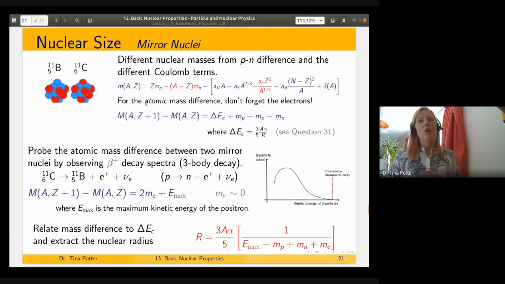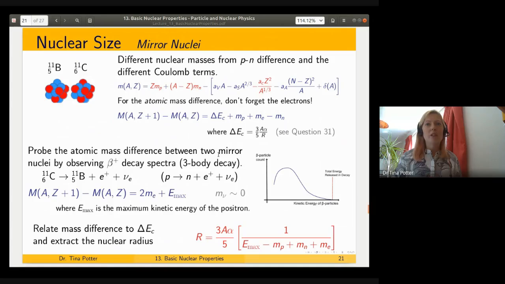So if you're going to look at the atomic mass differences or the nuclear mass differences, be careful whether you remember the electrons or not. If we were going to do atomic mass spectrometry on these, we need to include the difference in the electrons. So the carbon is going to have 6 electrons and the boron 5. If you have a look at the mass differences between carbon and boron here, this should be equal to your differences in the protons and neutrons, that tiny difference there. Carbon also has an additional electron, and also this small difference in the Coulomb term.